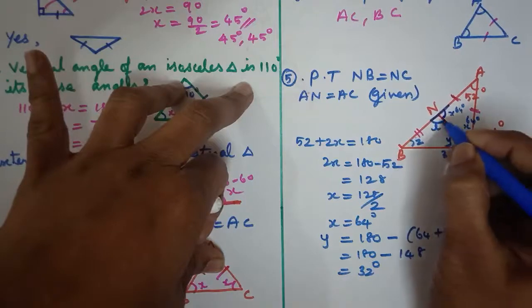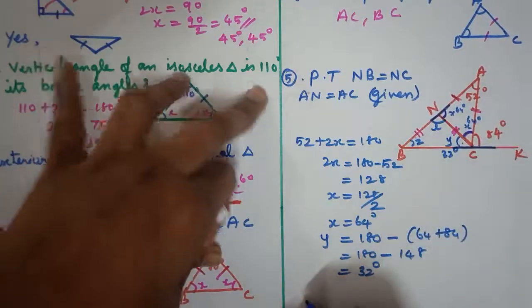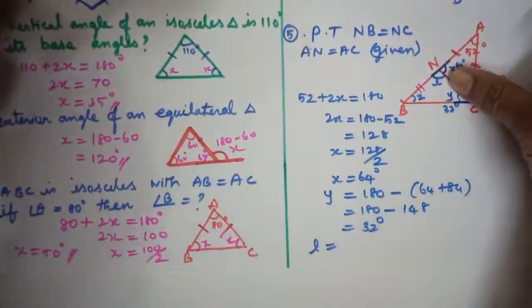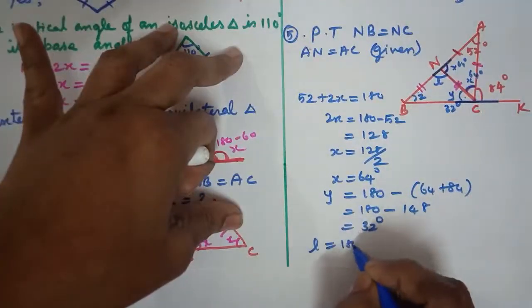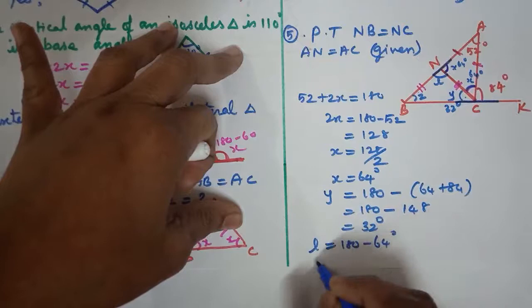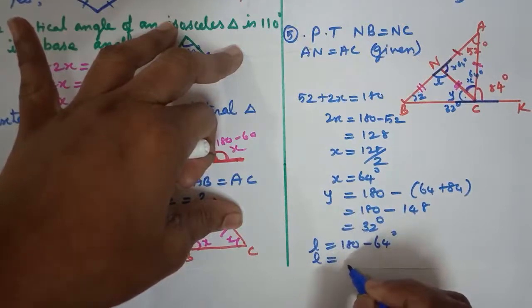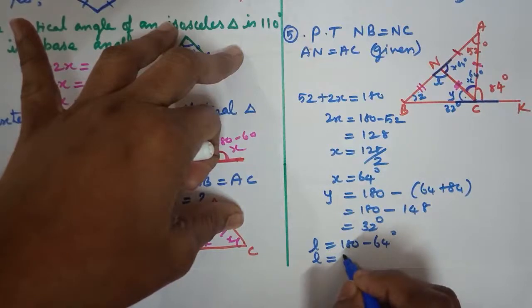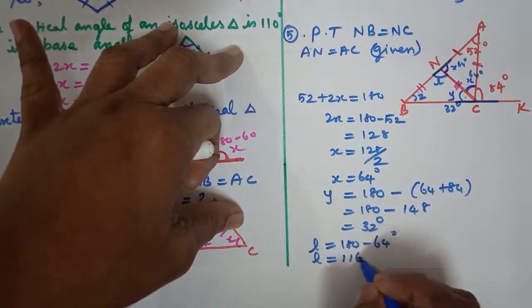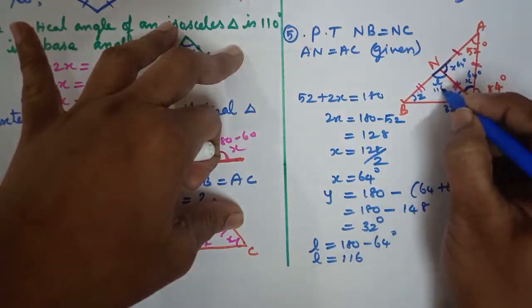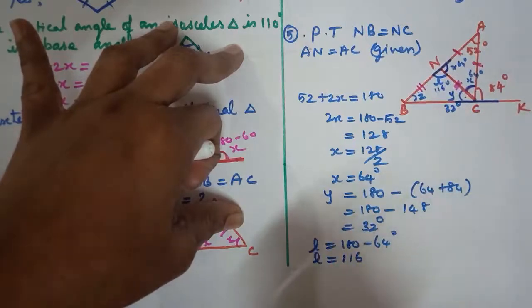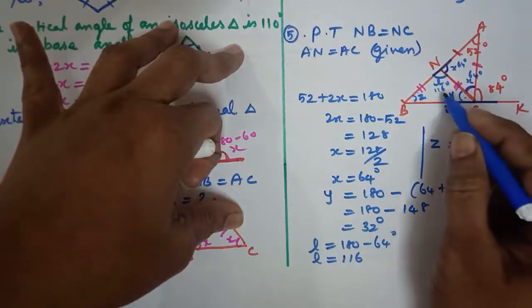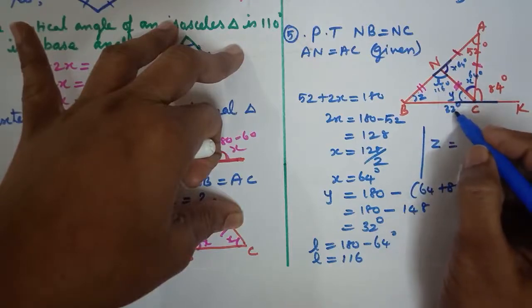Put x, y, z. This is L. So L is equal to 180 minus 64. 180 minus 64, that means 116. So L, this is 116 degrees. Is it clear? Now at last we have to find angle z. How do you find it? This is angle 116. This is 32.